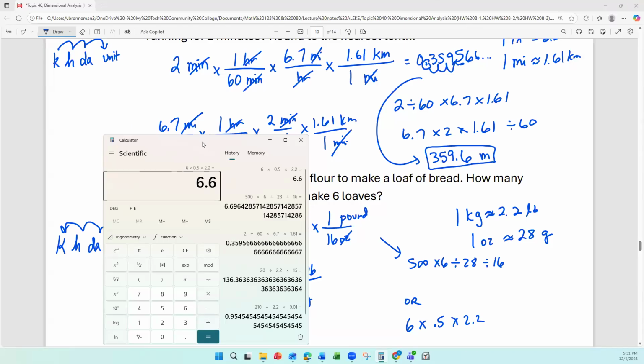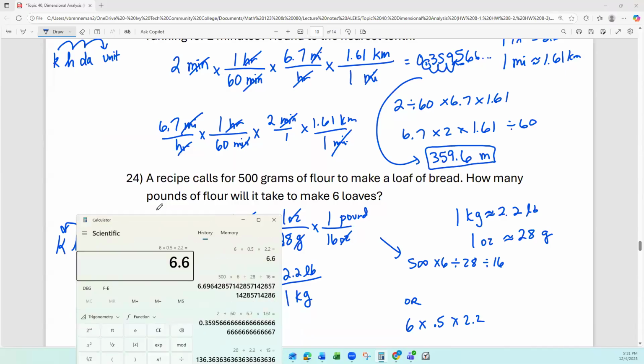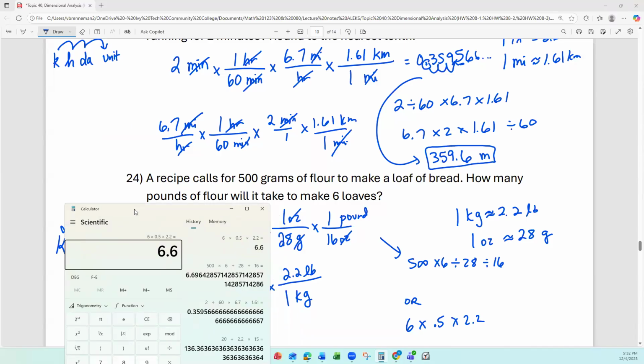So even though the first 2 digits match, if we rounded to 1 decimal place, one would round to 6.6, the other would round to 6.7. In ALEKS, of course, you'll be given specific rounding instructions. If we only need to round to the nearest pound, they would both round to 7 pounds, but that would probably be excessive rounding.